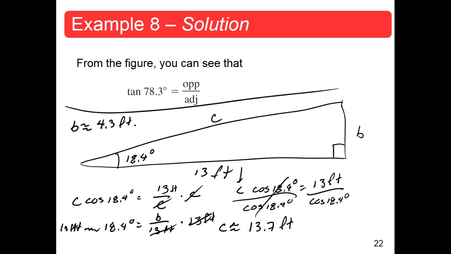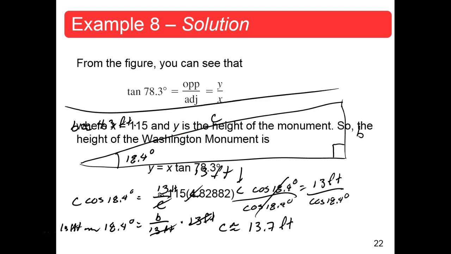Any questions? Okay. We still have more than 10 minutes, so let's move into 4.4. Any questions on 4.3 before we leave it? All right.